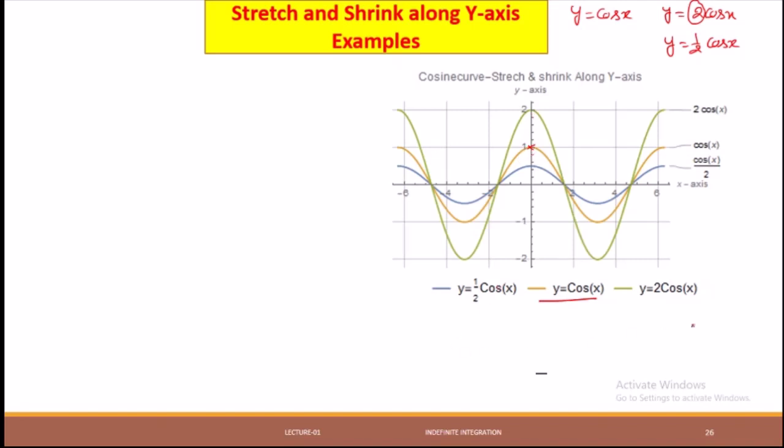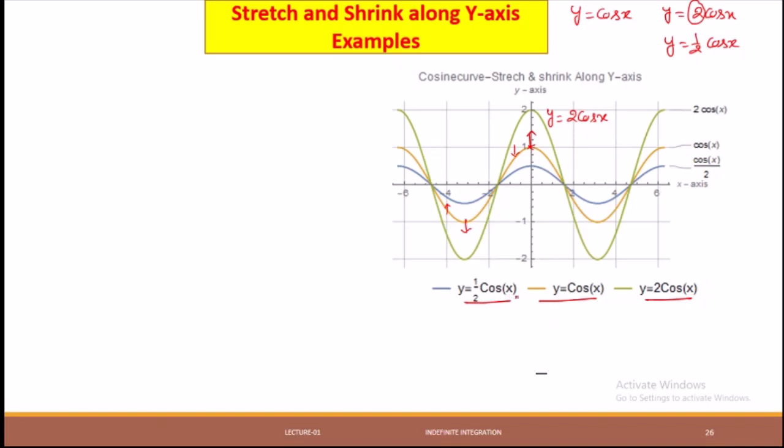Now in order to get the y is equal to 2 cos x graph, I have to stretch this graph in the vertical direction. Then you will be getting the green color curve. This is y is equal to 2 into cos x. Now if you observe, y is equal to half into cos x. So how do I get this curve? I have to apply the force in these two directions on this particular curve. Then I'll be getting this blue colored curve, that is y is equal to half into cos x.